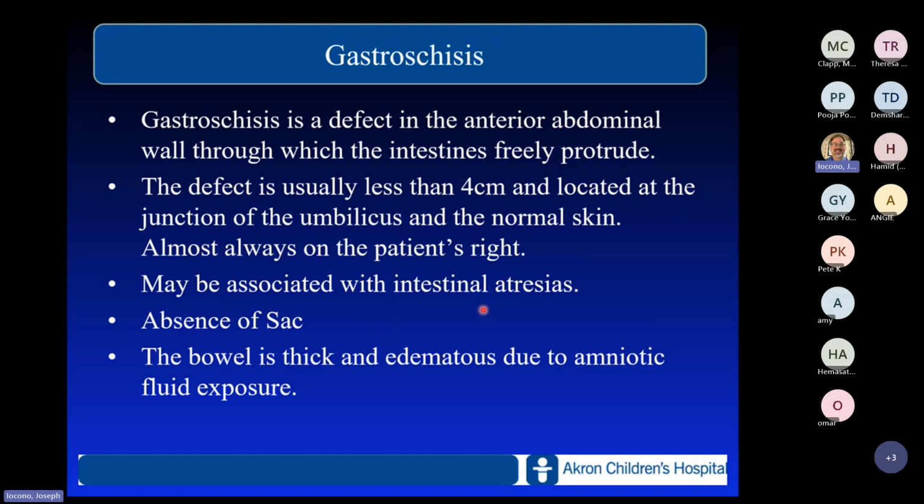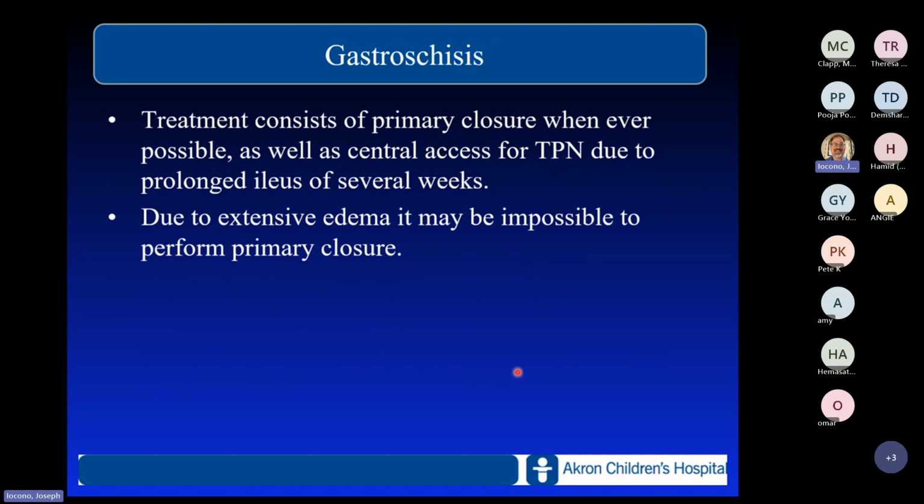The most common thing that's associated with atresia is due to ischemia. The bowel is thick and edematous due to amniotic fluid exposure, which is acidic. Treatment consists of primary closure when possible, central access for TPN because there's a long ileus in this.